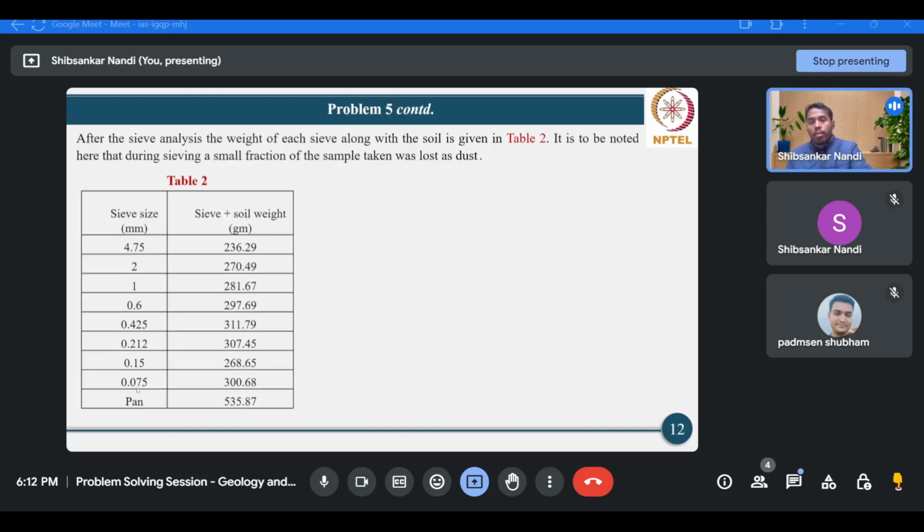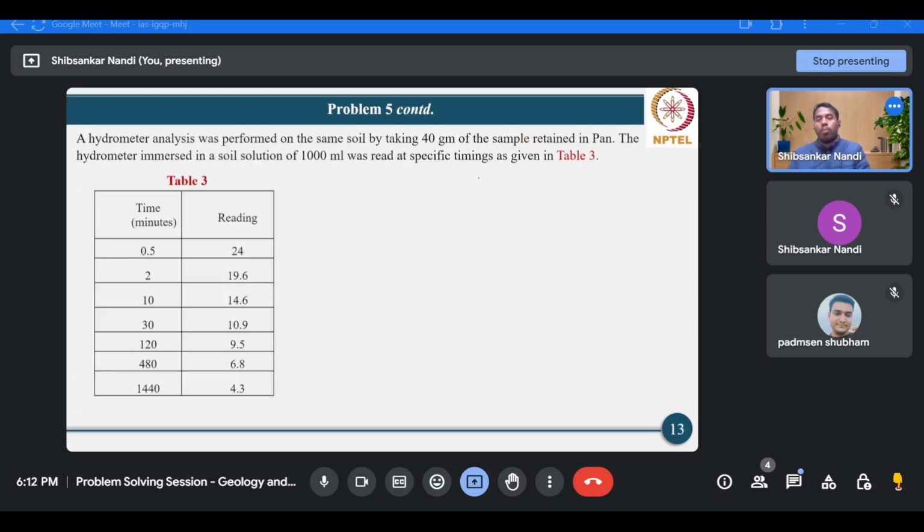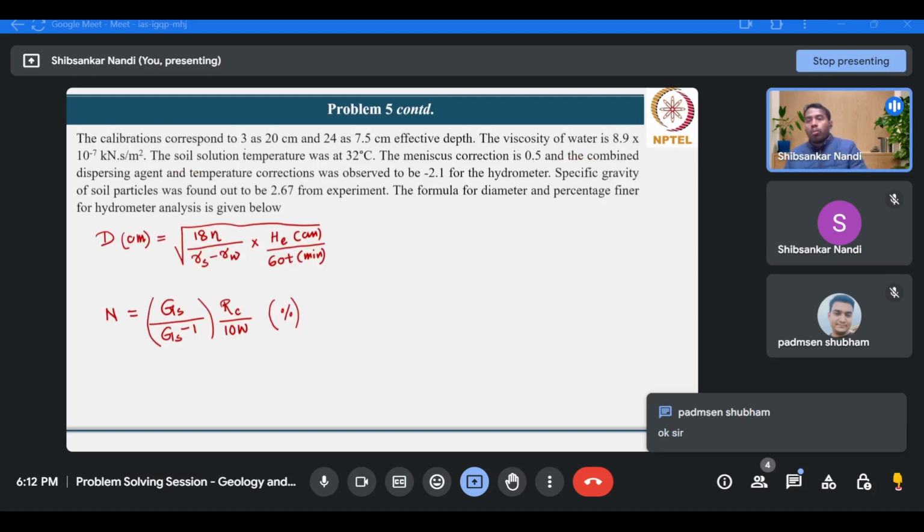Okay, so that means this hydrometer analysis is basically performed on the finer fraction, the finer portion which passes through the 75 micron sieve. And these are the readings from the hydrometer analysis. In one column is the time, and in the second column the corresponding readings are given. Now the calibrations correspond to 3.) as 20 centimeter and 24 as 7.5 centimeter effective depth.